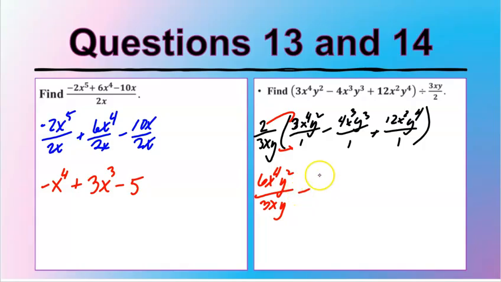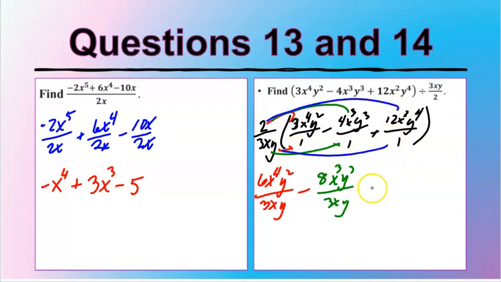divided by 3xy, minus, distribute to the next terms. That's going to give us 8x to the third y to the third, divided by 3xy. Distribute to the third terms, and we have plus 24x squared y to the fourth divided by 3xy. Now to write our answer, simplify.